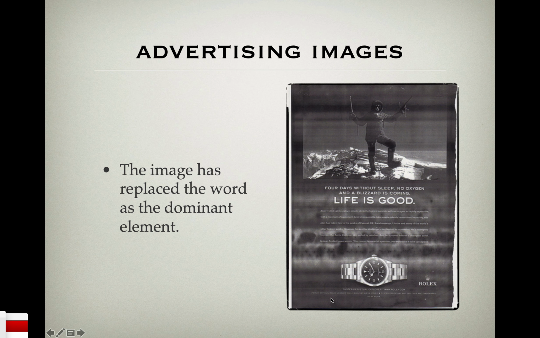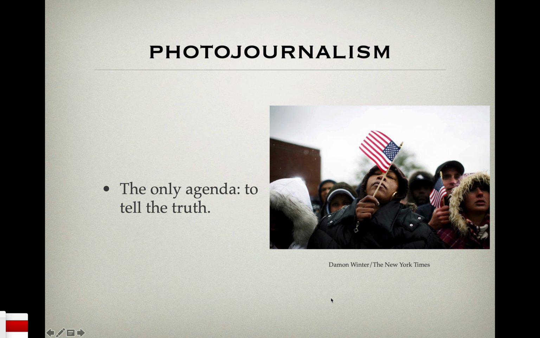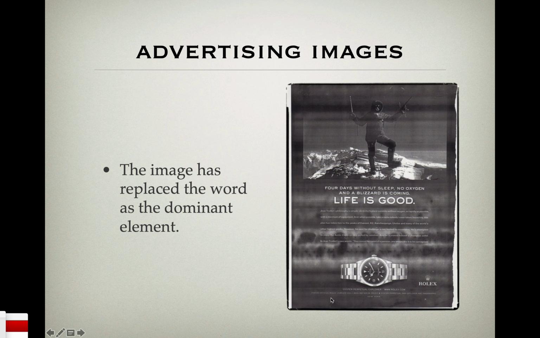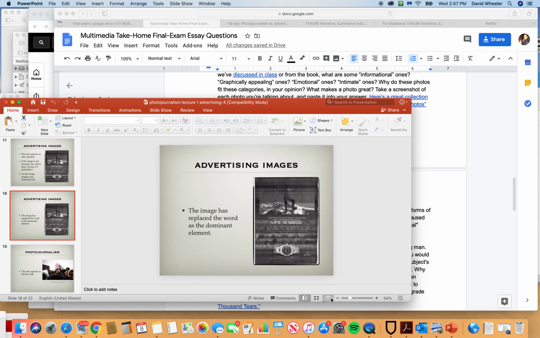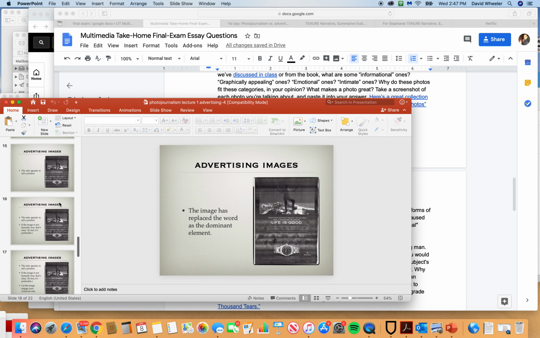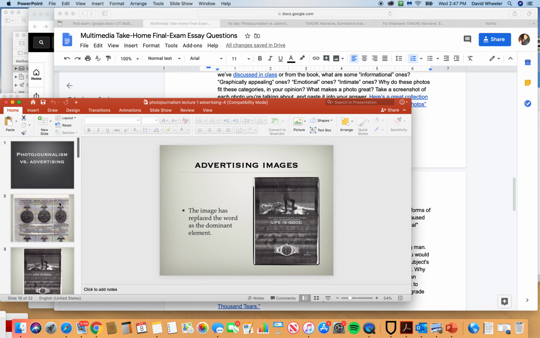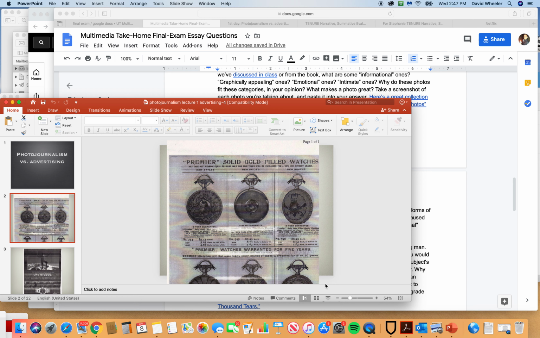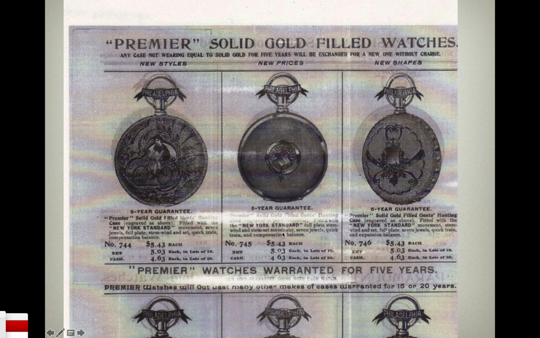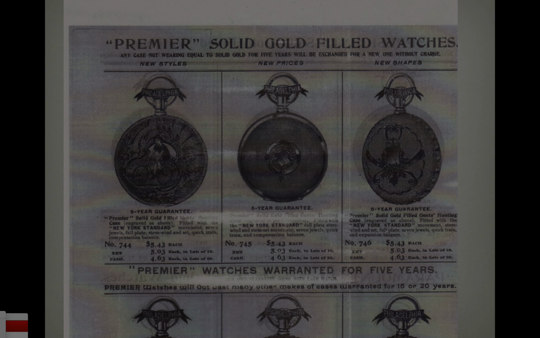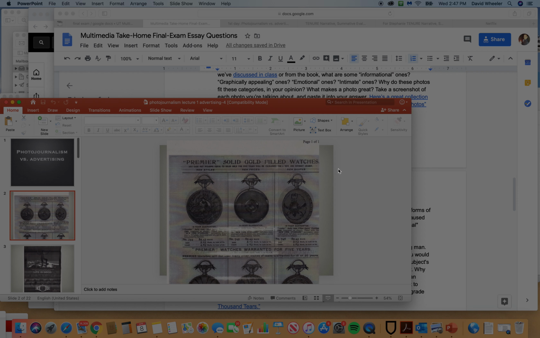It's important to remember that the image has replaced the word as the dominant element in advertising. Notice how ads used to look a long time ago. A long time ago, it wasn't the image that sold the product. It used to be the text. In this watch ad, it was all about the text here: solid gold, new styles, new prices, new shapes. Look at all this about the product. Of course, that's not what modern ads look like a lot of the time.